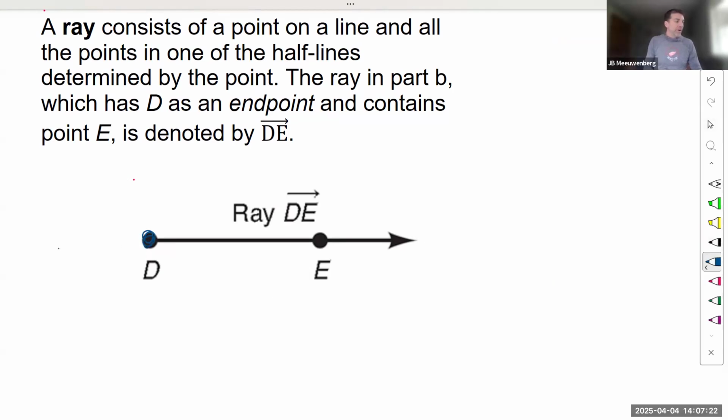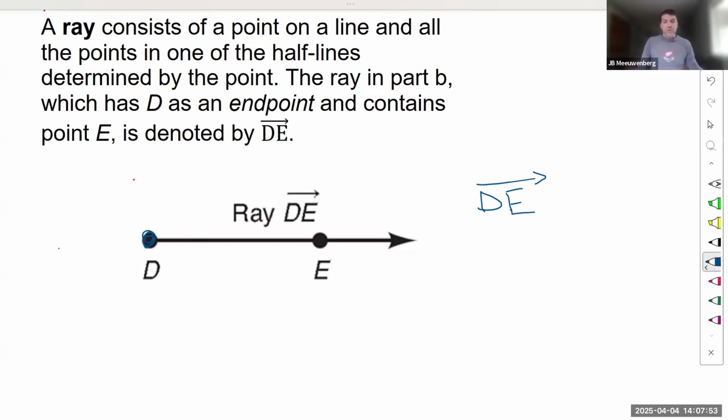So what you're going to see here is D as an endpoint, right? So D is the endpoint, and it extends to the right, going on forever. Because we also have point E on the line, we can then name it ray DE. And because it's a ray, it's starting at D and going in the direction of E forever. And so that's how we would note that with that notation. Okay, so D is an endpoint and it contains point E in it.